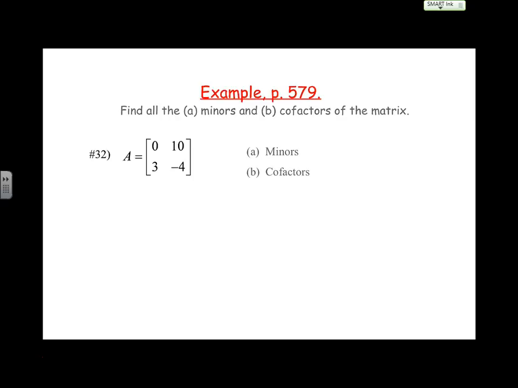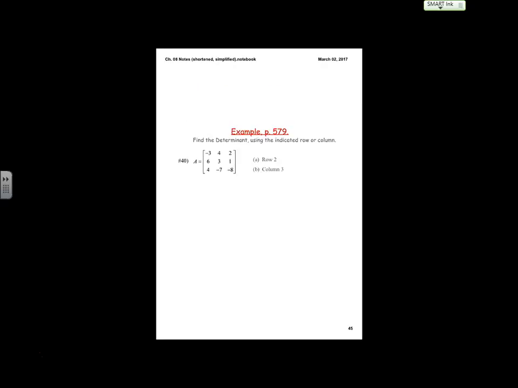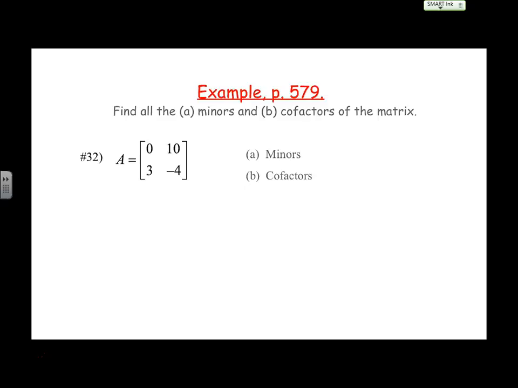Just kidding. Hold on, pause. I forgot there are a couple problems in homework that actually don't have you find the determinants. They just have you find the minors and the cofactors. This is an awkward 2 by 2. Do I have another one on the next page? We can use this as an example, though.